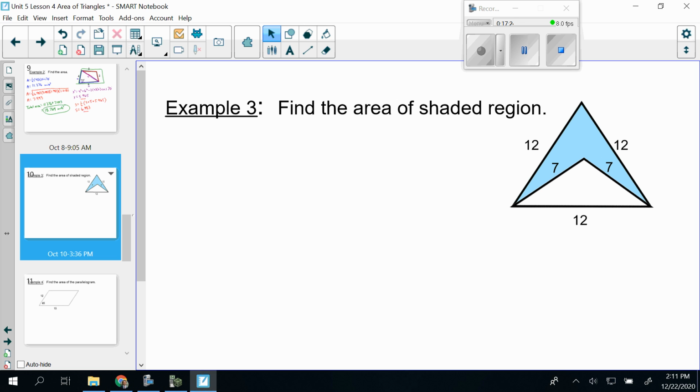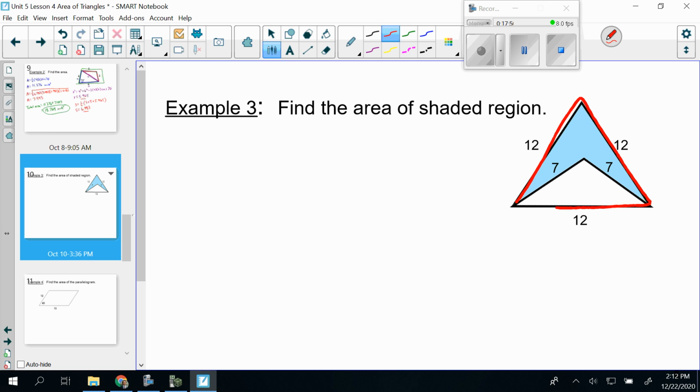All right, next one, find the area. So there's a shaded region on here. You've seen these before back in geometry. How do we find this one? There's some different ways we could go about doing this, but I think probably the easiest way would be to go through and find the area of this equilateral triangle, this big one here.